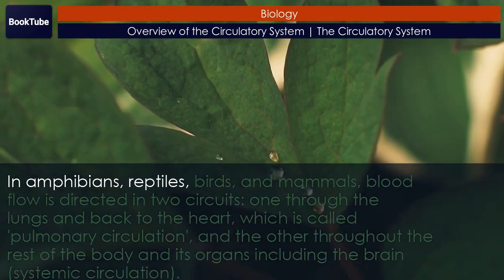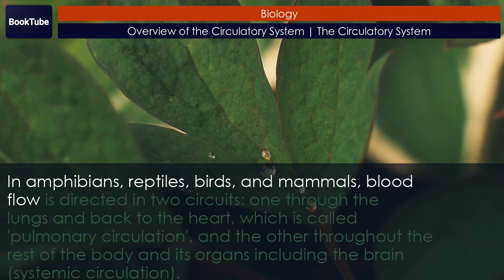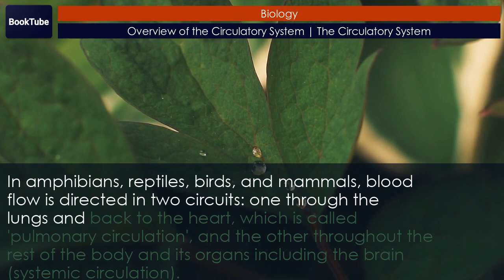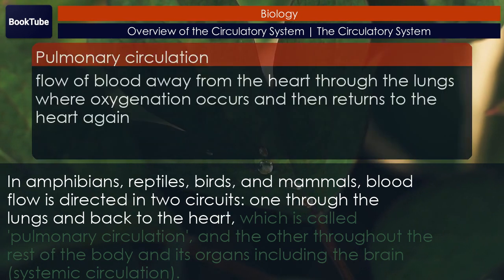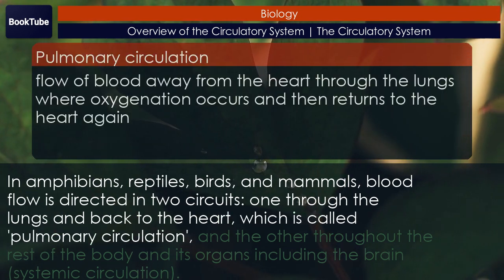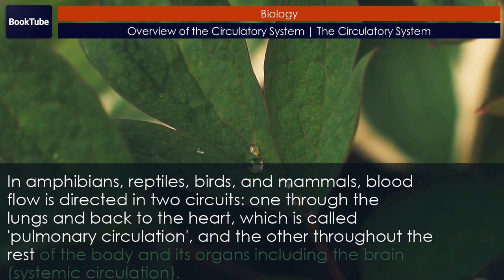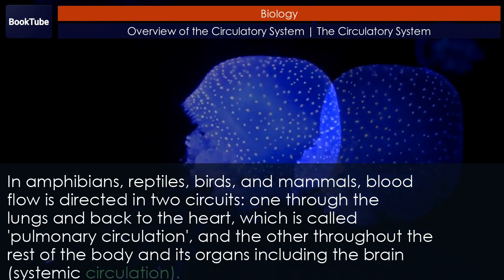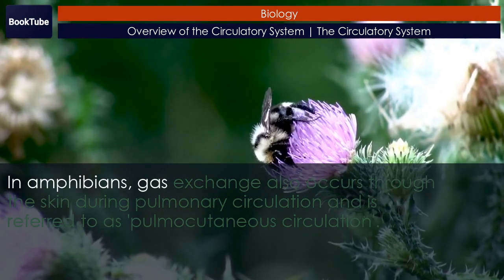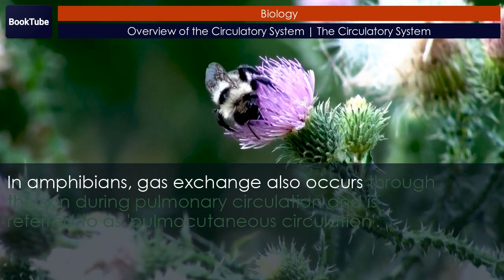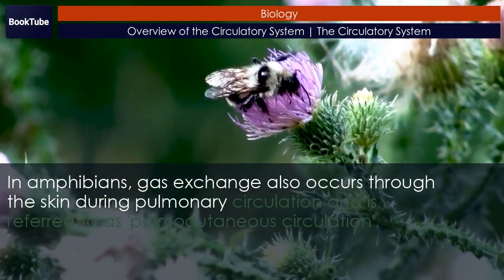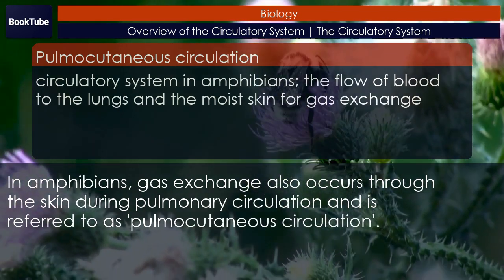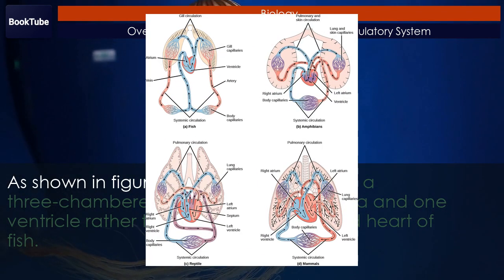In amphibians, reptiles, birds, and mammals, blood flow is directed in two circuits, one through the lungs and back to the heart, which is called pulmonary circulation, and the other throughout the rest of the body and its organs including the brain, systemic circulation. In amphibians, gas exchange also occurs through the skin during pulmonary circulation and is referred to as pulmocutaneous circulation, as shown in Figure 3b.